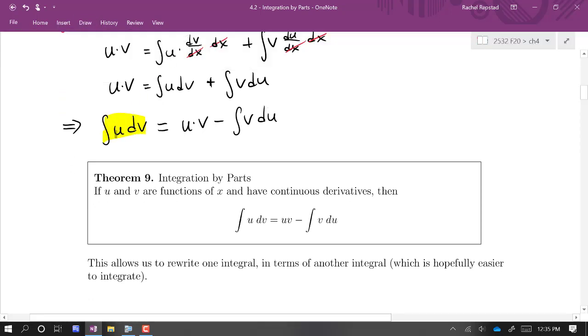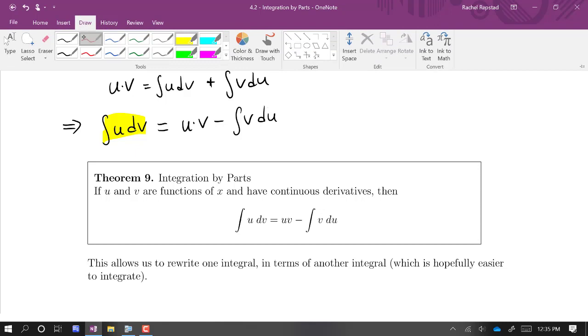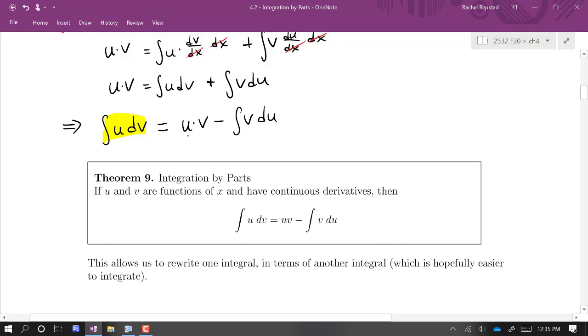So it requires us to make substitutions, right? We have to look at the integral and say, okay, this is my u and this is my dv, and those choices have to be such that u times dv is what shows up in the integral. And if that's the case, then integration by parts allows us just to rewrite that integral in terms of another integral. The idea, our hope, is that this other integral is one that we know how to do.